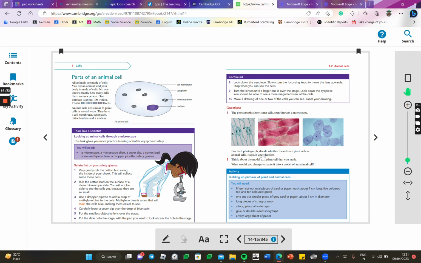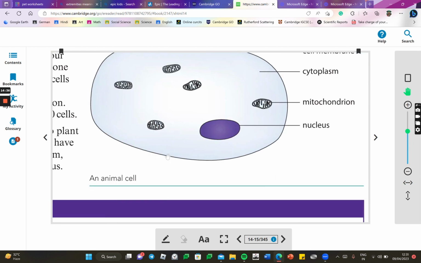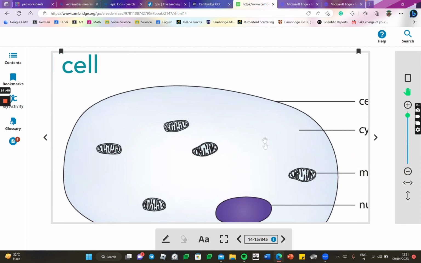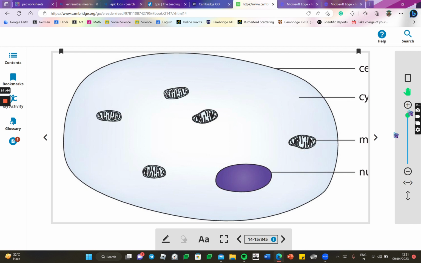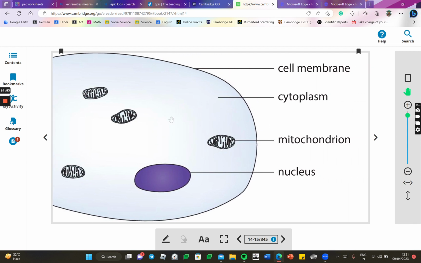So this is how an animal cell looks. Let me go deep into this image. Okay, I think you can see it now. This is how an animal cell looks. You can see here's the mitochondria, here's the nucleus, here's the cytoplasm, and the cell membrane.